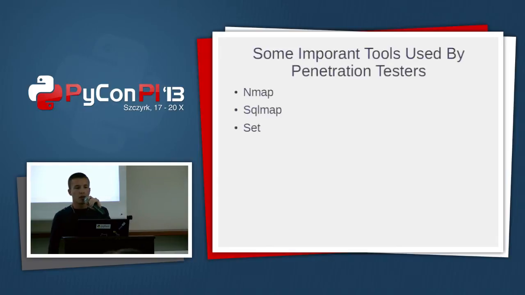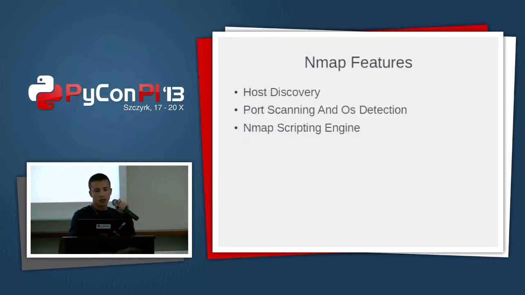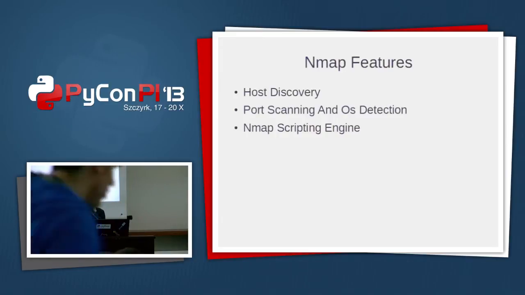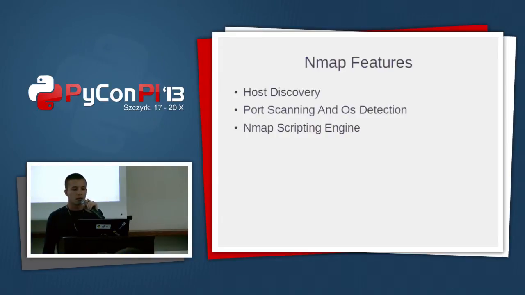Some important tools used by penetration testers: nmap, sqlmap, and SET. Nmap is a security scanner tool which has features such as host discovery, port scanning, and mapping the network. Sqlmap is a database takeover tool, and it is used to detect SQL injection flaws and exploit them. And SET is the social engineering toolkit. So I told you about nmap features. It also has the nmap scripting engine, which allows you to write your own scripts and interact with nmap.